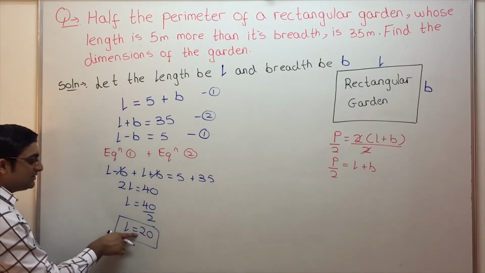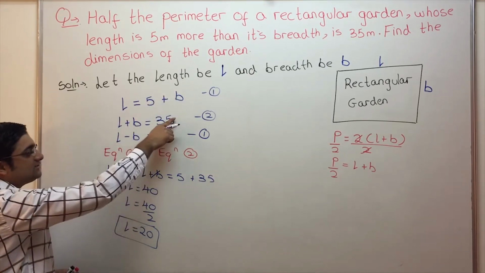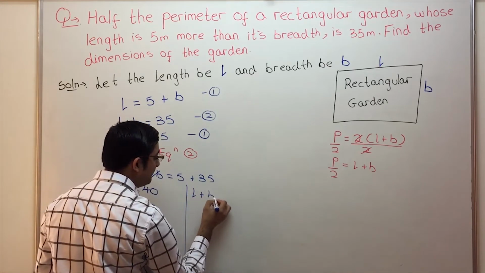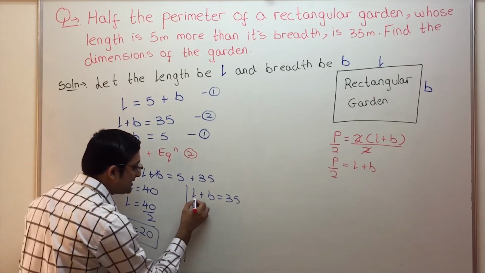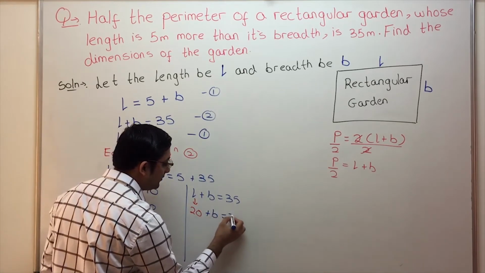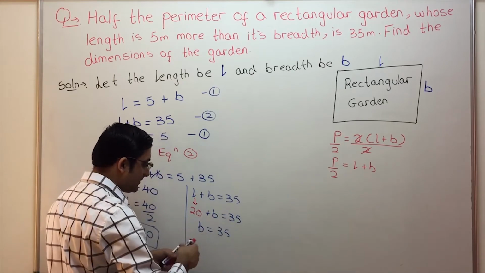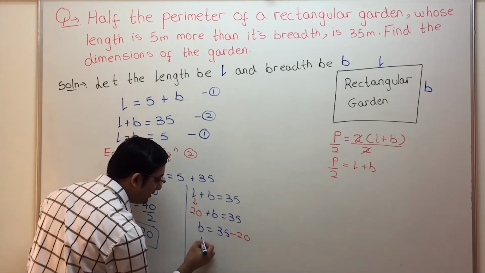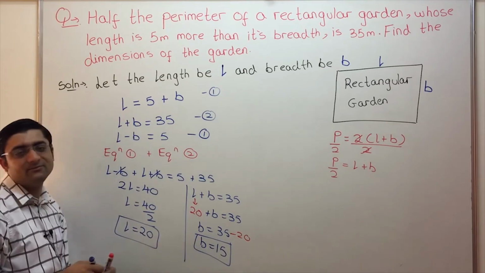How do we get the value of B? Substitute this value of L either in this equation or in this equation, your choice. Let's say choose this equation over here. L plus B is 35. Now what is the value of L we just got? 20. So replace L by 20. So 20 plus B is equal to 35. So what is B? It is 35 minus 20. So we get the value of B as 15. So we have got both the unknowns. L is 20, B is 15.